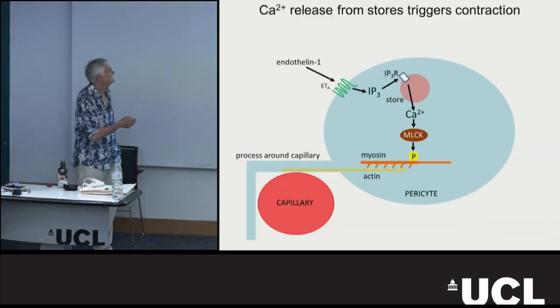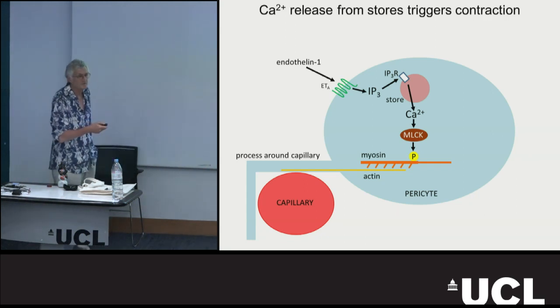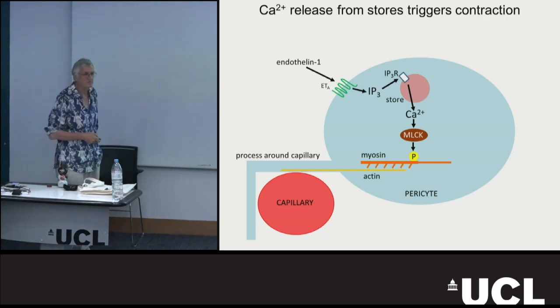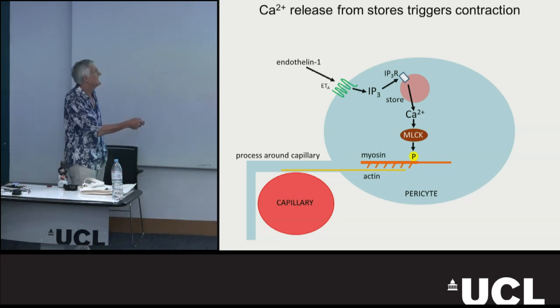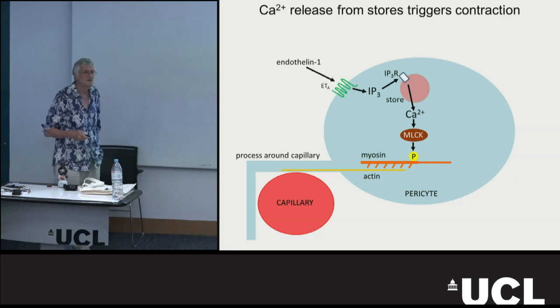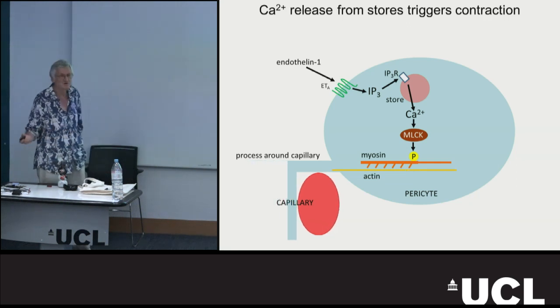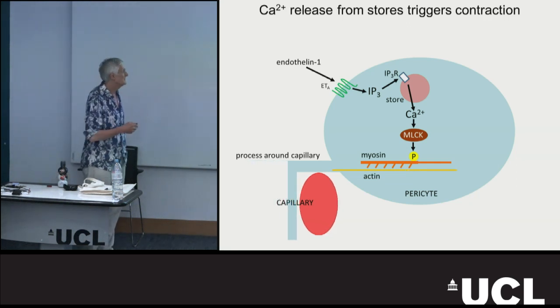Now, how is that working? Well, the pathway in this case is as is shown here. And this will be important when I come to therapeutic opportunities later. Endothelin acts on endothelin A receptors in pericytes, releasing inositol trisphosphate, which dumps calcium from internal stores, and that again activates the contractile apparatus, as I just showed you, for depolarizing the cell.